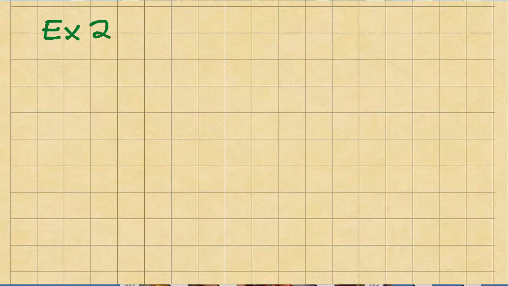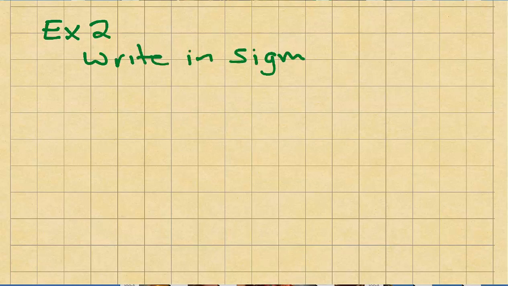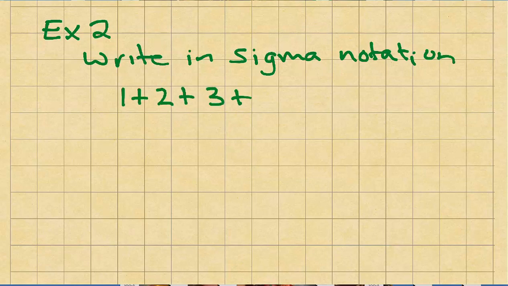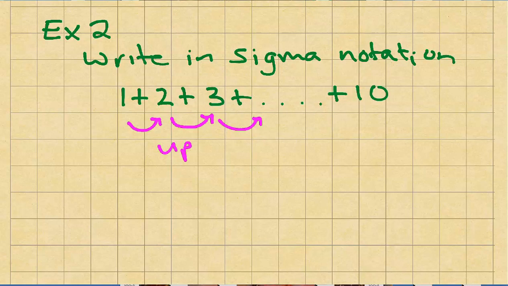So we'll call this example 2. I'm going to say write in sigma notation. And maybe I do something really easy: 1 plus 2 plus 3 plus, and it's going all the way up to 10. If I look at the pattern that exists, each time I go to the next one, we go up 1.